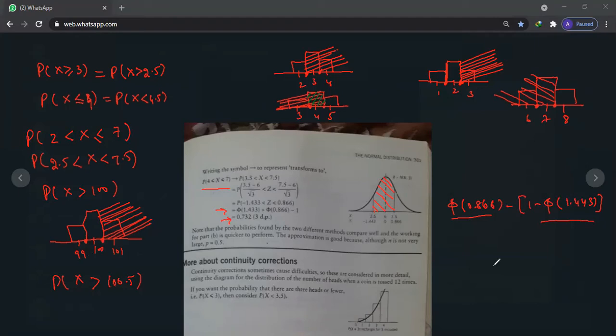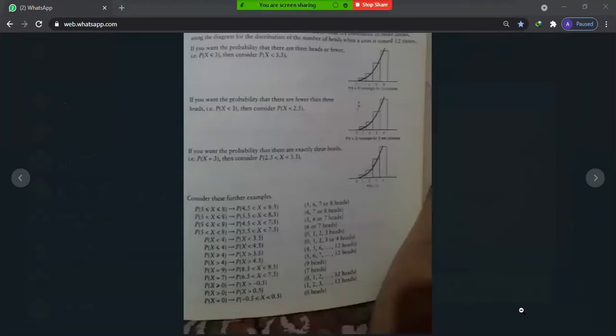Sir, by drawing three rectangles. Yes, we will draw three rectangles. One is the value given and two neighborhood rectangles, and then we will find whether it is plus 0.5 or minus 0.5. Okay.